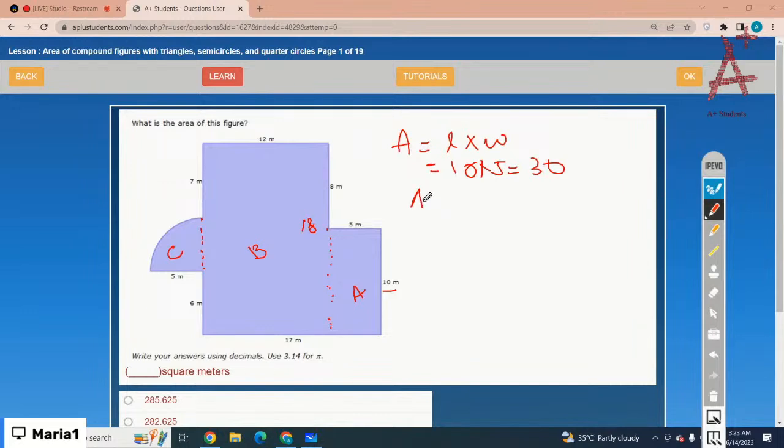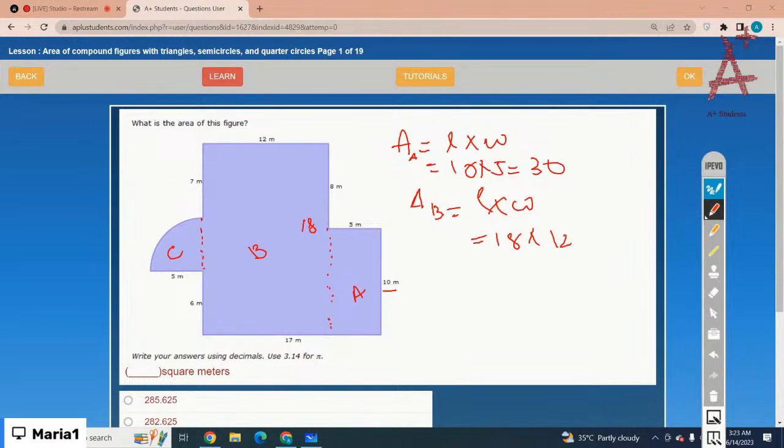Got it? B is also a rectangle. You have to do length times width. So it would be 18 times 12. Got it? Let me just use the calculator. Okay, 18 times 12 is 216. So the area of this portion is 216.